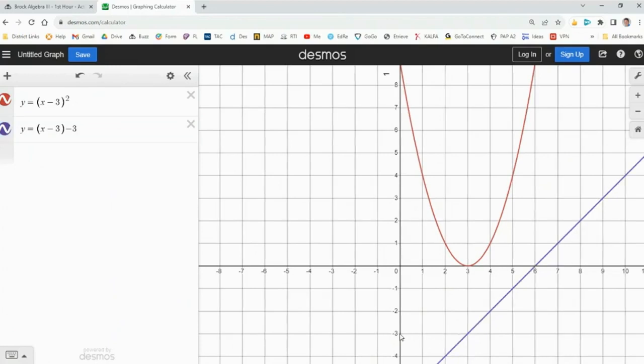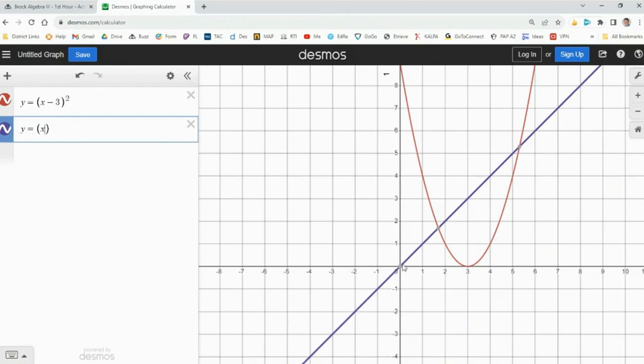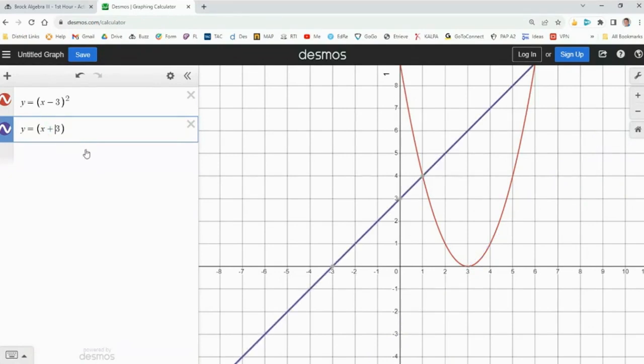It was going through 0, 3. Now it goes through 3, 0, negative 3. Now it goes to 3, negative 3. We take that away. Let's do it like that. It goes to the origin, but if I wanted to move it over here to where it's 3, I just put a minus 3. Now it's over here at 3, 0. So left, right is the opposite of what you would think.